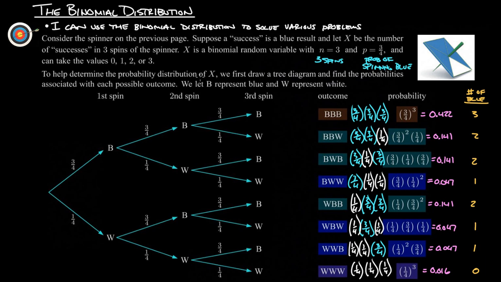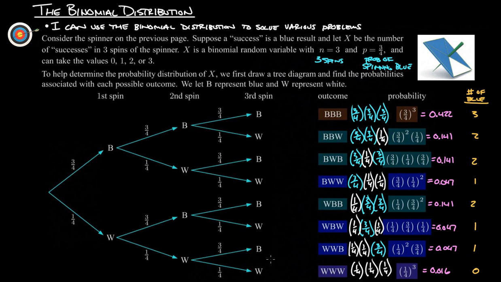To help determine the probability distribution of X, we first draw a tree diagram, this thing here, and find the probabilities associated with each possible outcome. We let B represent blue and W represent white. So on the first spin, 3/4 of the time we should get blue, and 1/4 of the time we should get white. Then on the second spin, it doesn't matter what we got on the first one: 3/4 blue, 1/4 white, and so forth.